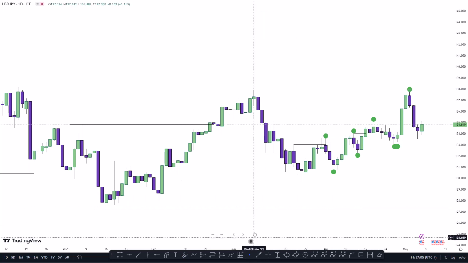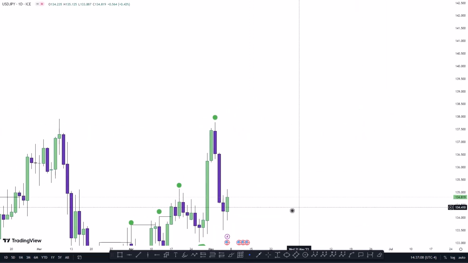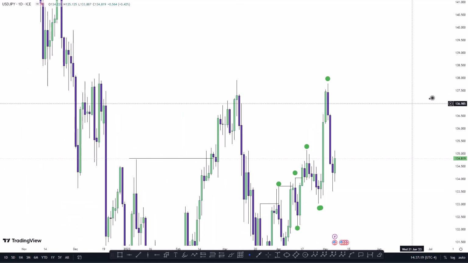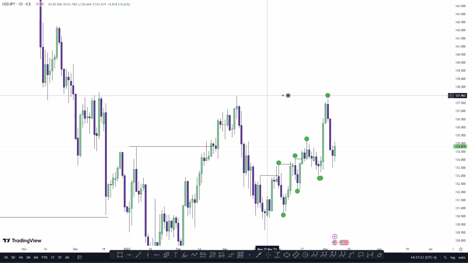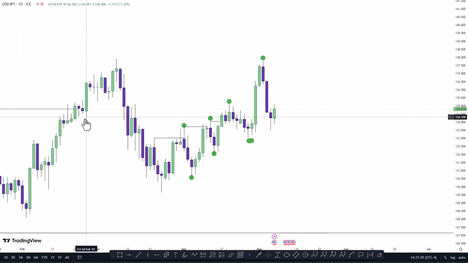So this is the structure market is using. Do not care whether market respects this level. As long as we don't break this level, we are still bullish internally. Right? This can be used to trap people, to make them believe we are going down. You understand?